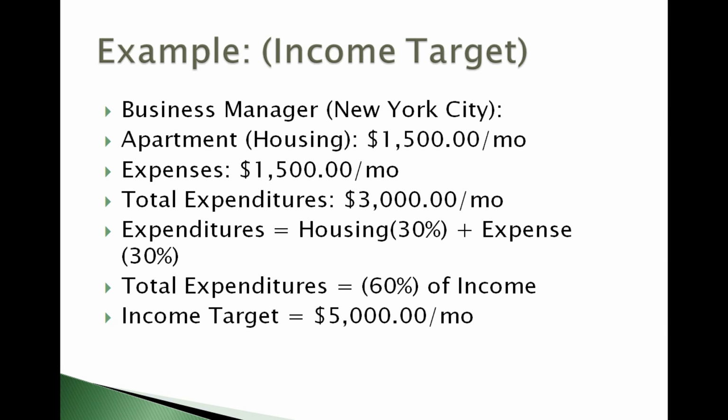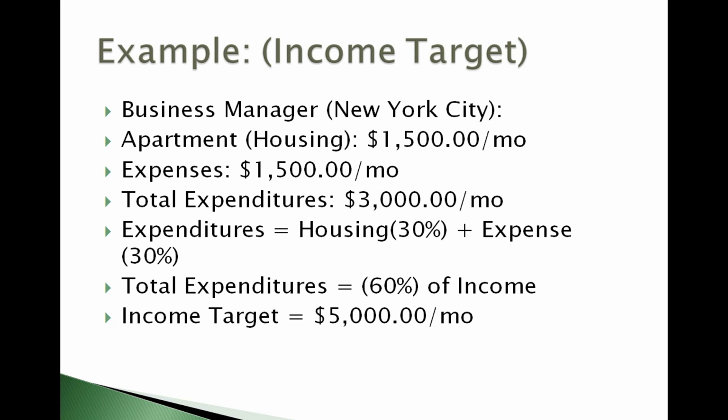So now I want to show you exactly how this works. So what we have now is an income target scenario. So we have a business manager that lives over in New York City. What we're going to say is the rent of this business manager is going to be $1,500 per month. And we're going to say that all other necessary expenses are going to be another $1,500. So given the two expenditure categories, we have a total of $3,000 per month.